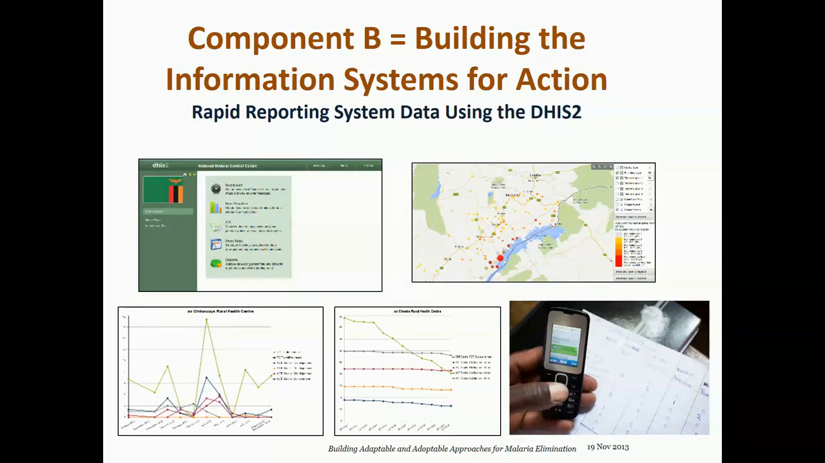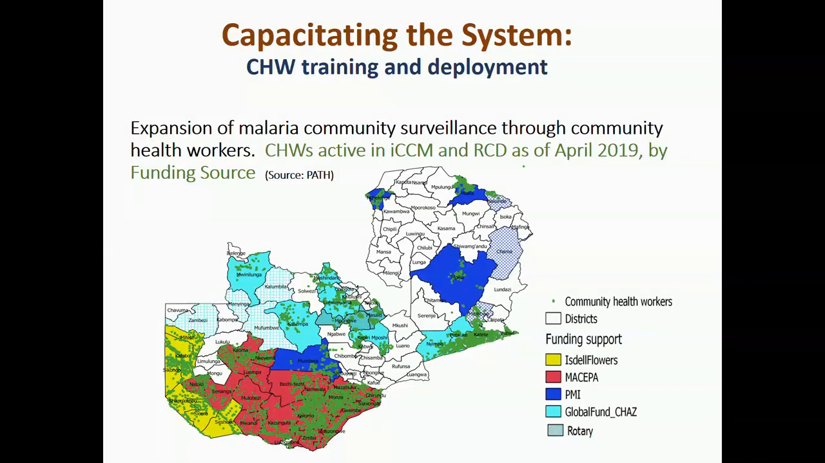So this slide just basically shows you some of the dashboards that we have. This is from the Malaria Rapid Reporting System. It has functionality to do with mapping, as well as for us to see trends in terms of diseases, deaths, and so on. It is mobile-based, so community health workers as well as health facility staff are able to upload the key malaria indicators into the system, and then they are analyzed using that particular platform.